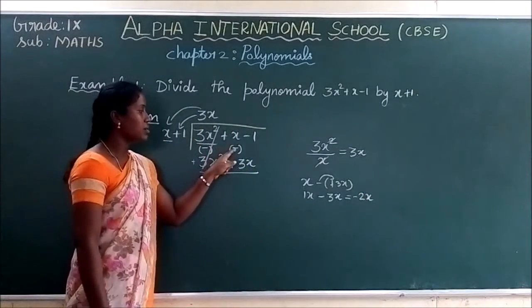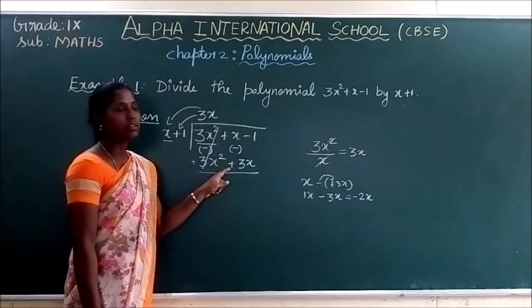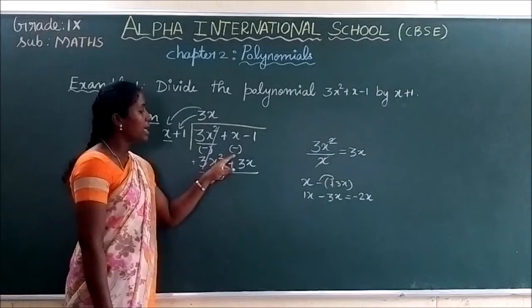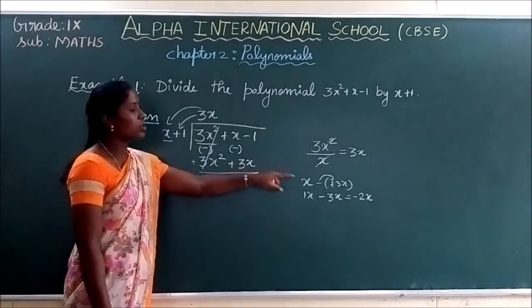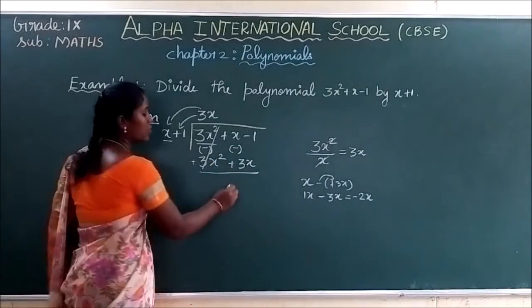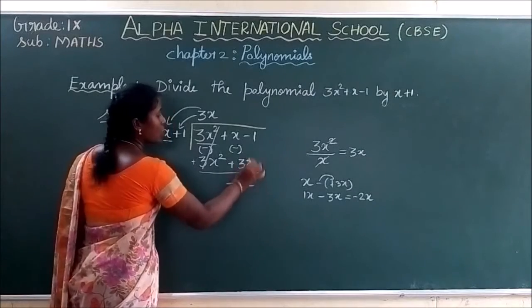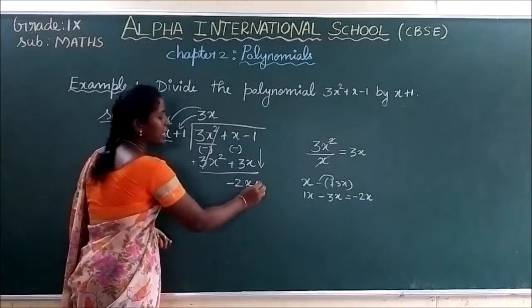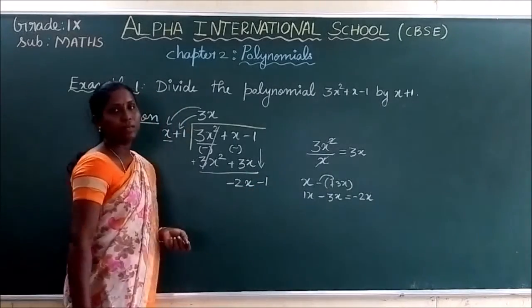So here the result, minus into plus, will become minus. So you have to subtract x minus 3x. Okay. So the final result is minus 2x. So we are getting minus 2x. What about this number? Just take it down directly. So we are taking down directly minus 1.